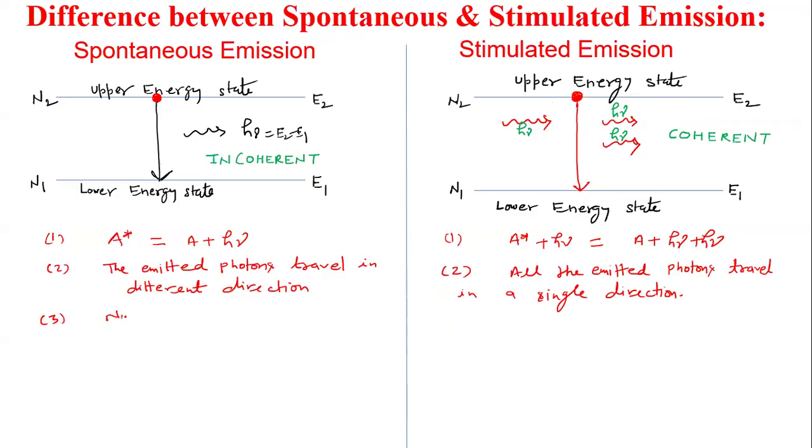Now, the third one is very important again: no phase constant. Because when this atom comes to the lower energy state, it will emit some radiation, some photon. Now the next photon will be emitted at a different time because of a different phase. So the photons which are emitted in spontaneous emission do not maintain a constant phase relationship.